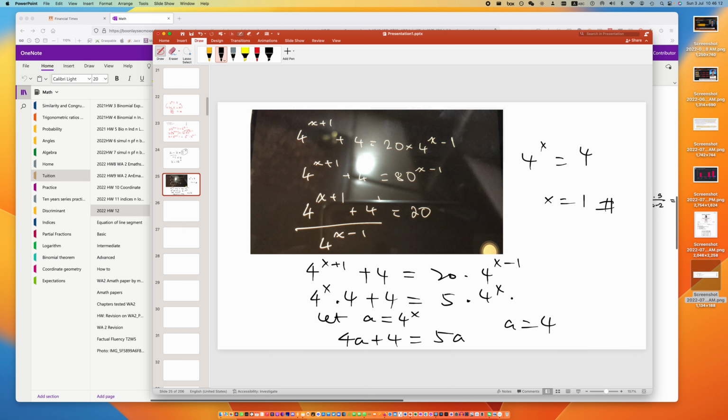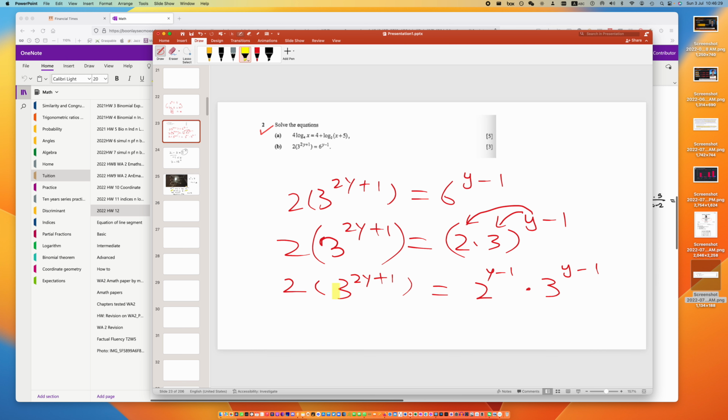Okay, so for this question, if you see a common base, plus exactly the same thing, you just let a equal to that thing. Okay, so then next, come back to the question here. Like I said, you don't see a common base. Okay, so 2, 3. So maybe you don't want to play with the common base, but I think you can play with the common power.